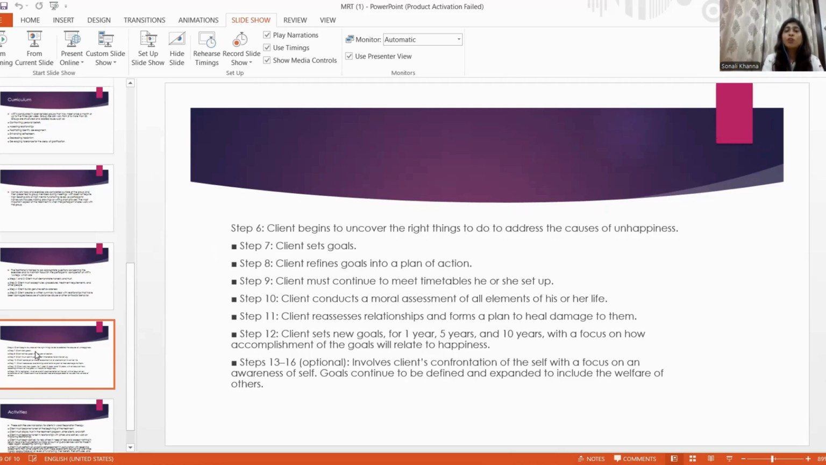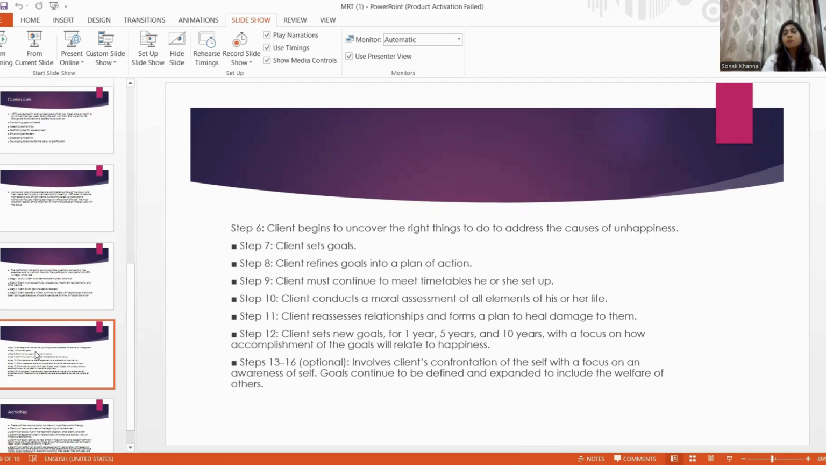Client sets new goals for 1 year, 5 year, and 10 year, with a focus on how accomplishment of the goals will relate to happiness. So we tell them, in 1 year, how will you come up, in 5 years, in 10 years, and how you can relate those goals with happiness. The ultimate goal is to be happy and live a better life.